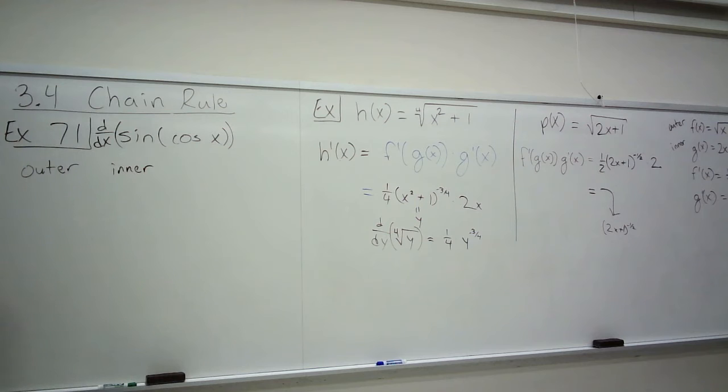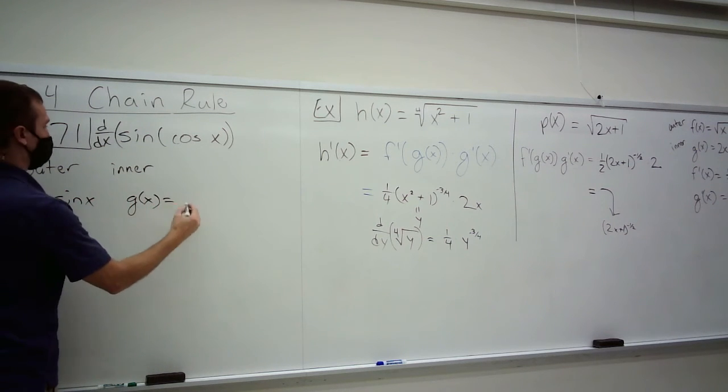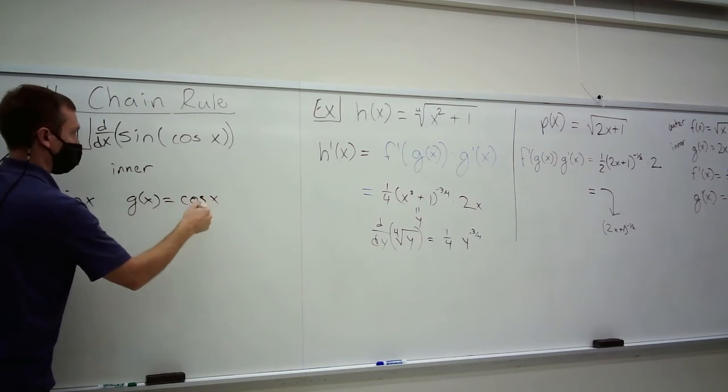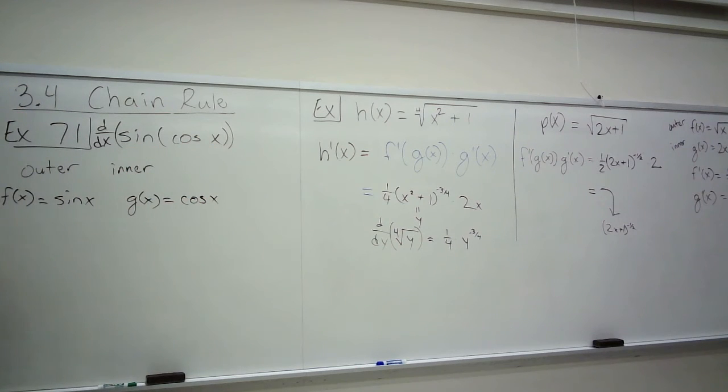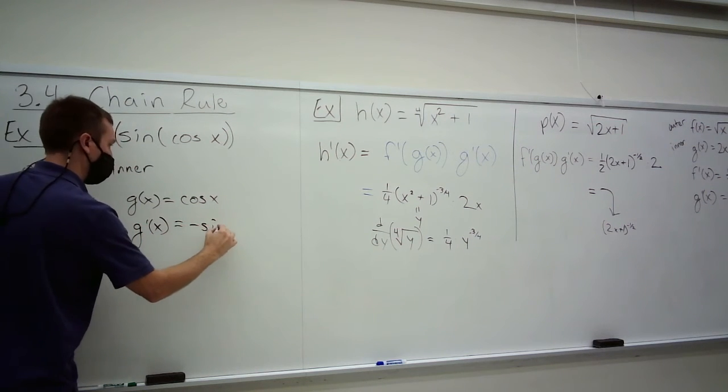What are their derivatives? The outer is the sine. The inner is the cosine. It's what's being plugged into sine, so that makes it the inner. Their derivatives, you remember from last time, I hope? The derivative of cosine is negative sine.